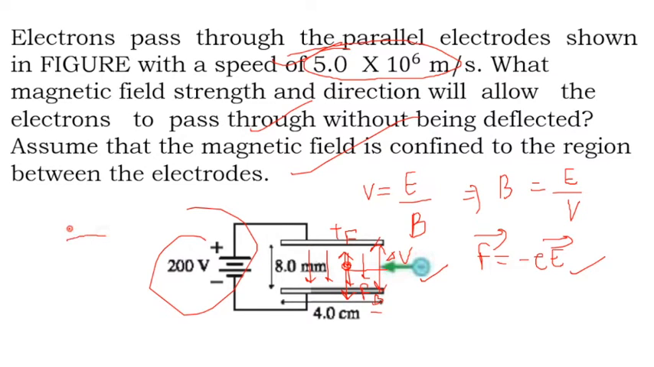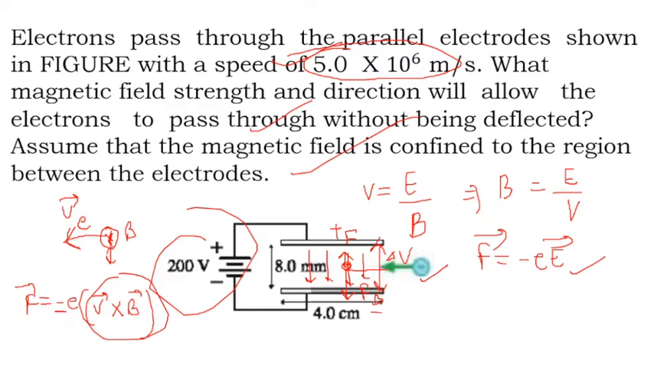So F is upward, so you want the force due to the magnetic field to go downward. Now you have this as your electron. If you take this as your magnetic field and use your right hand rule, we know that F is equal to minus e V cross B. So this is V, and you do V cross B. If you apply the right hand rule and do V cross B, the resultant will be downward, and because there is a minus, the resultant will be upwards.